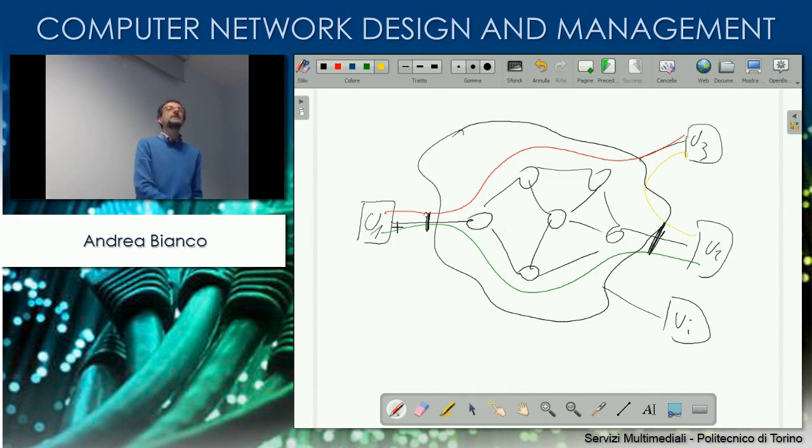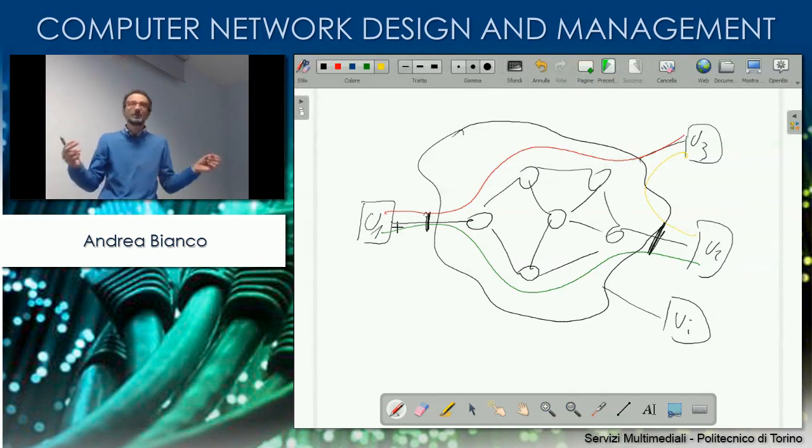Is it clear? So actually, even if it's a repetition of functionalities, flow and sequence control again, it has a meaning in this architecture, because in one case you block the link, in the other case you selectively block a single virtual circuit. And you may have several virtual circuits sharing the same physical link.